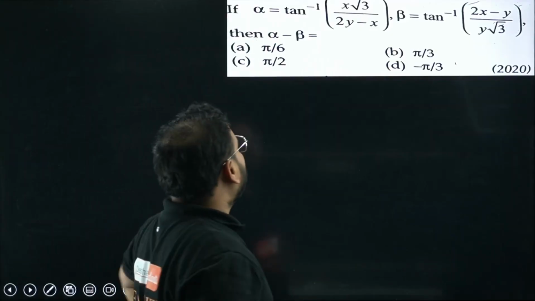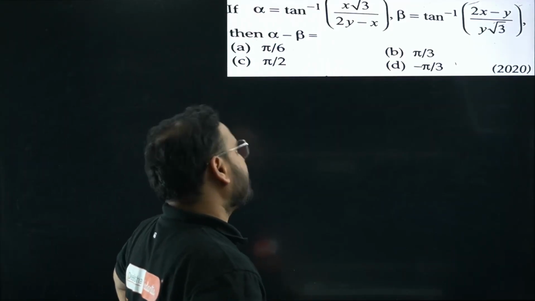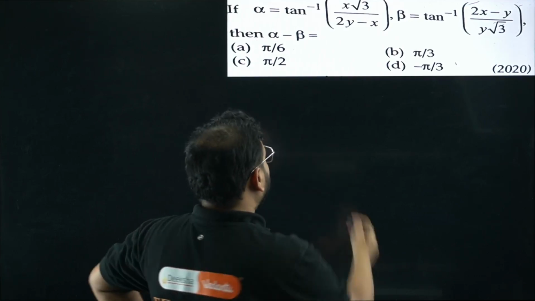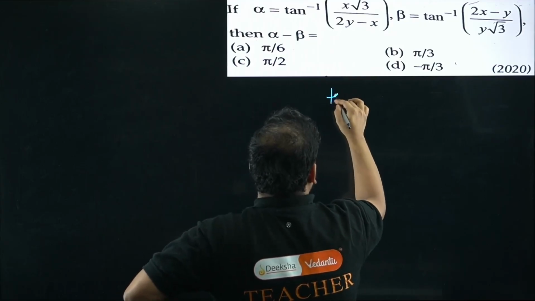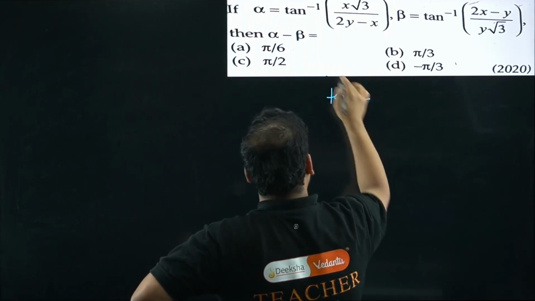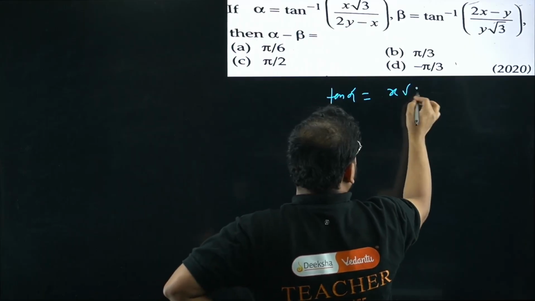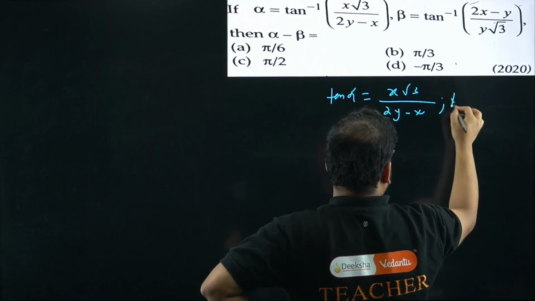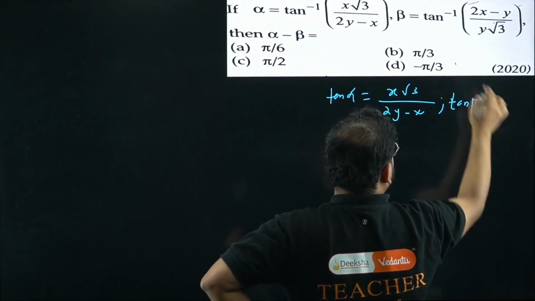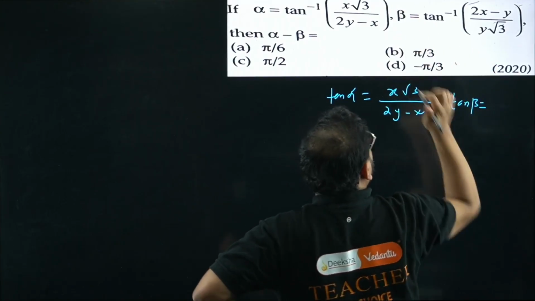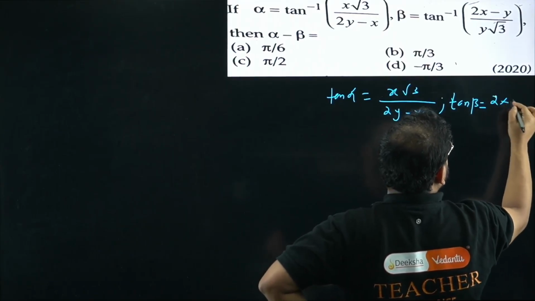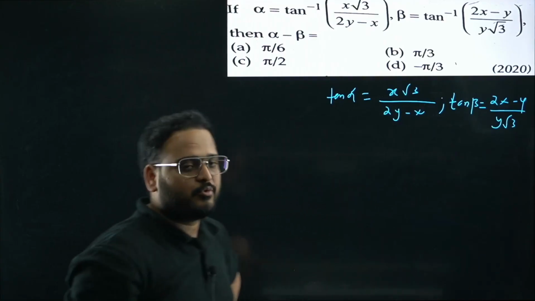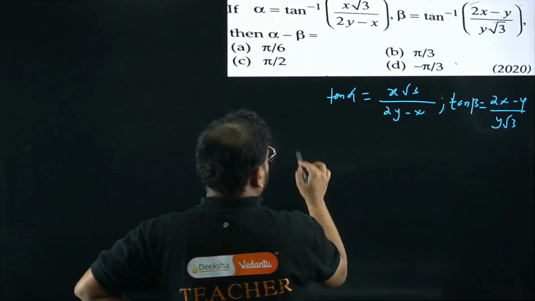Now, alpha is given like tan inverse of this, and beta is tan inverse of that. I want to find alpha minus beta. From there, I can see one thing for sure. Tan alpha is going to be this whole thing, and tan beta will be this whole thing. I can move tan on this side, so I'll have 2x minus y upon y root 3. Great. And I want alpha minus beta, so I can apply tan to that.